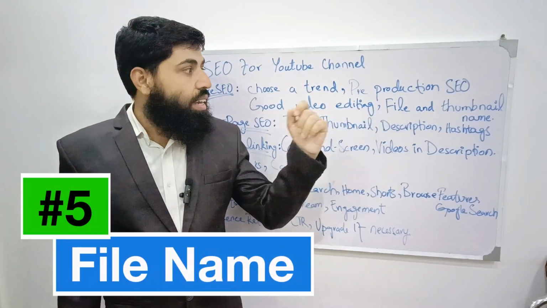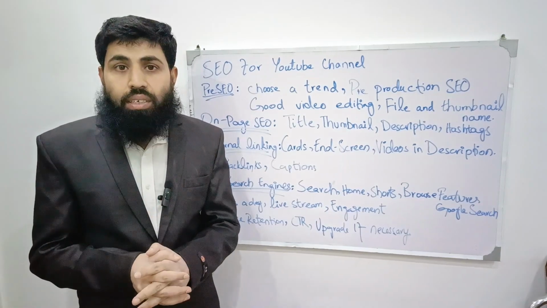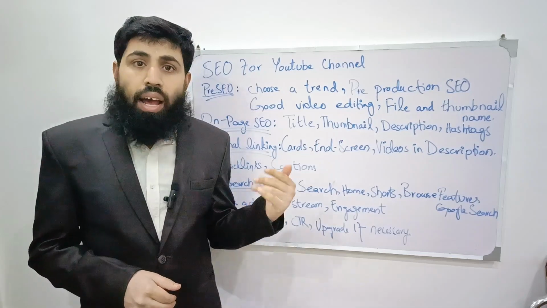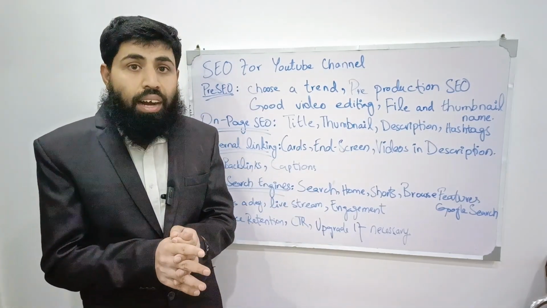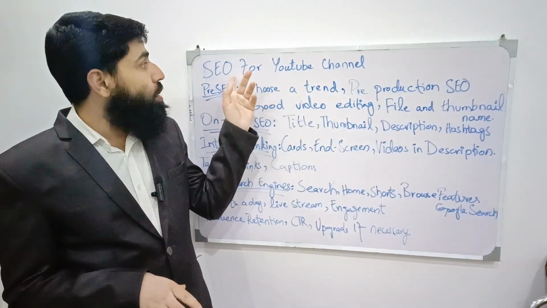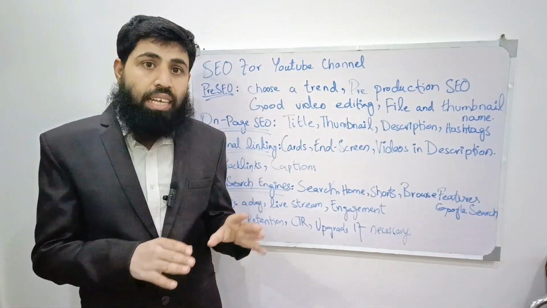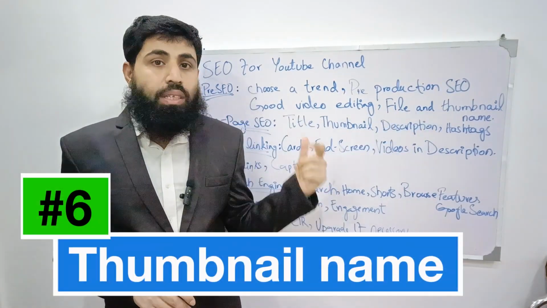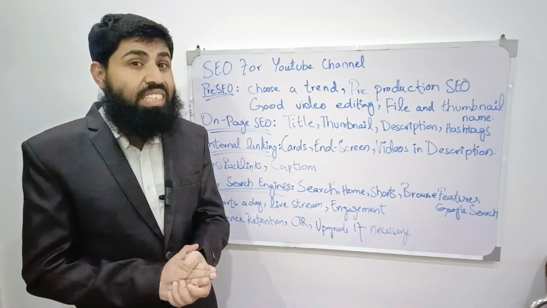Then we have file name. Your file name should be a keyword. You should know how to do keyword research. You can use vidIQ or you can use rapid tags or some other SEO tools, but your file name should be a keyword. For example, my video's YouTube video name is SEO for YouTube channel. I'm uploading this as a file name SEO for YouTube channel. Plus my thumbnail name would be the same. So my both file names and thumbnail names are same because this is the keyword.